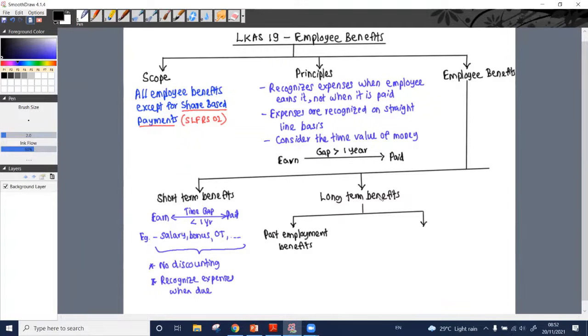And the other category is other long-term benefits.